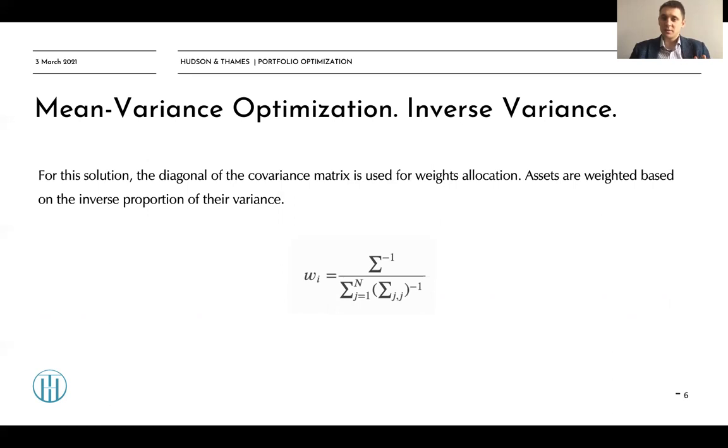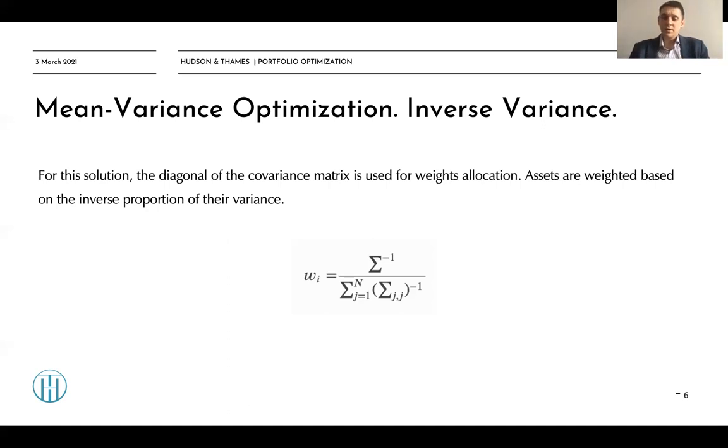Let's start with a quite simple but usually extremely powerful technique, which is called inverse variance. For this solution, there is no optimization task. We just need to use the diagonal elements of the covariance matrix, and the assets are weighted in inverse proportion to their variance. So we calculate the variances of our assets, which are the diagonal elements of our covariance matrix. We find the inverse values of these variances, meaning that if the variance is 20%, we divide 1 by 20%. After that, we find the sum of these inverse variances, and the asset weight is just the inverse variance of this asset divided by the sum of inverse variances in our portfolio.